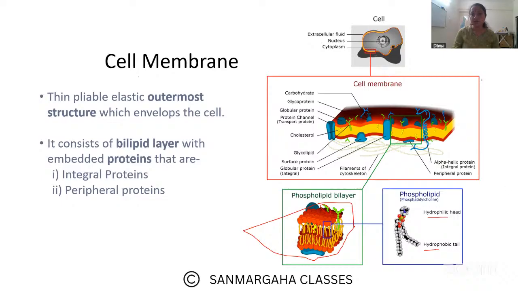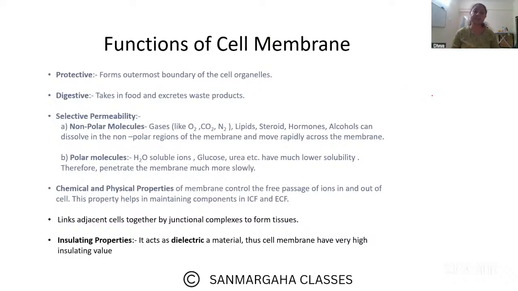Here is the envelope, the yellow part you see, and when you zoom in, it looks like this. So what are the functions of the cell membrane? It is the outer layer, so the primary function should be protection, correct? It is a protective layer. It forms the outermost boundary, and that is why it is the protective layer.